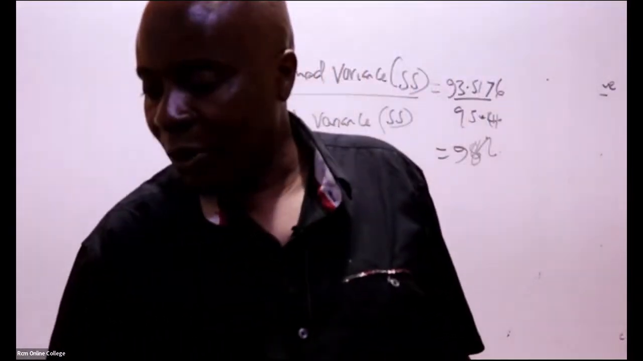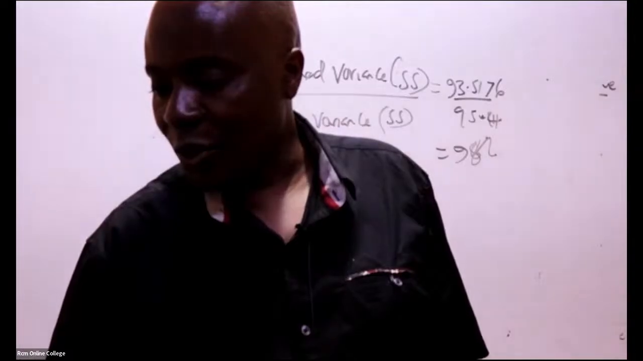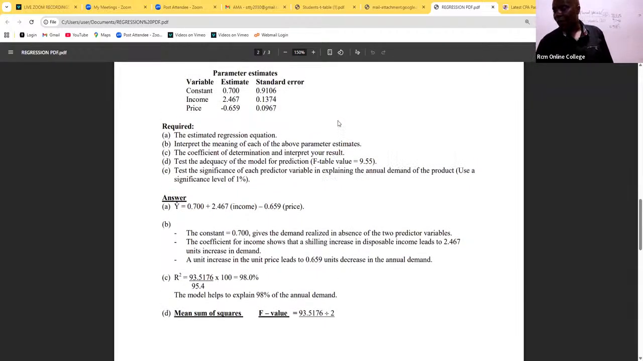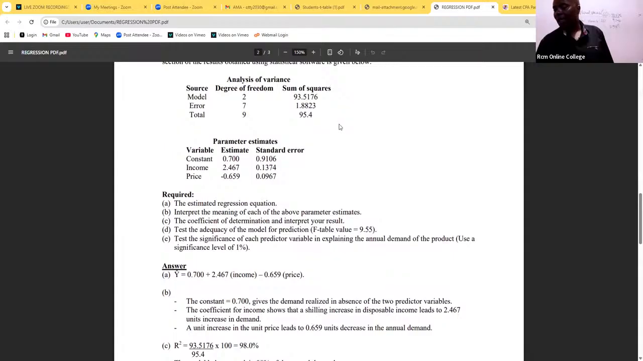Ladies and gentlemen, I'll be able to take you straight away to this one here. Yeah. So D, they want me to test the adequacy of the model for prediction, and they've given me the F tables value as 9.55. So the only thing I need to do is to calculate the F ratio from these things. Somebody calculate the F ratio for us. So first I have the hurdle rate.